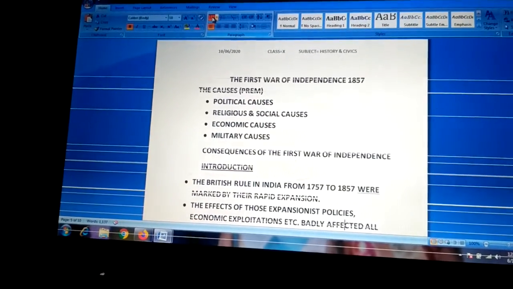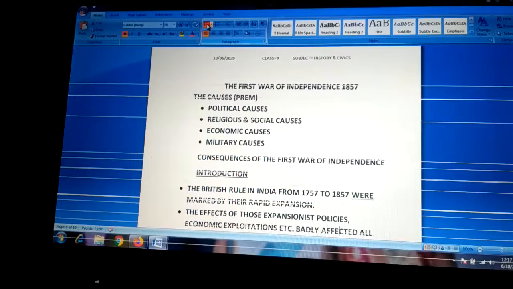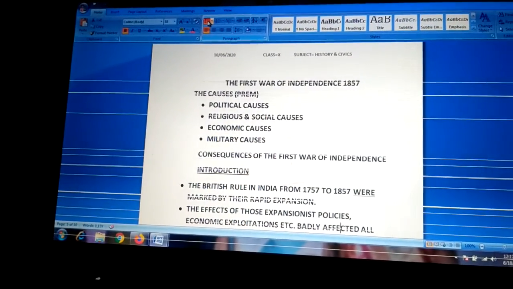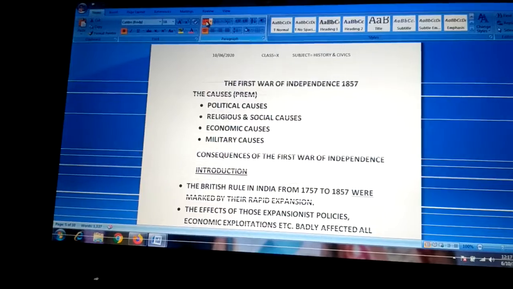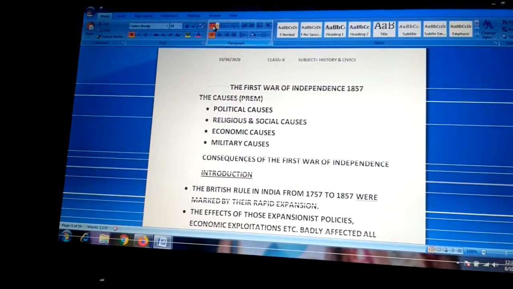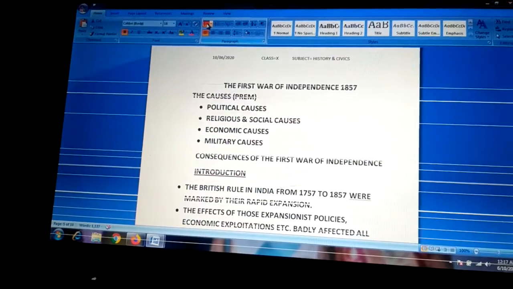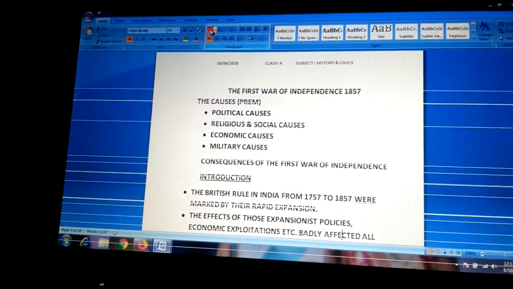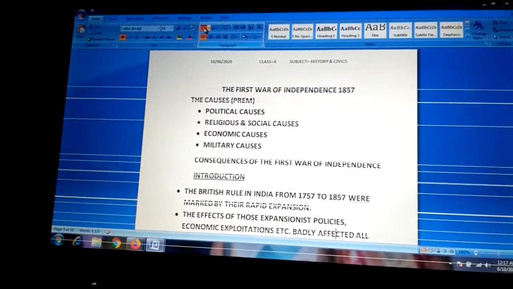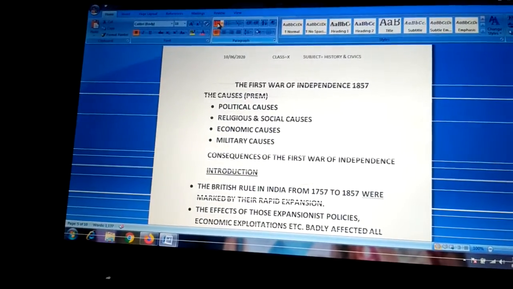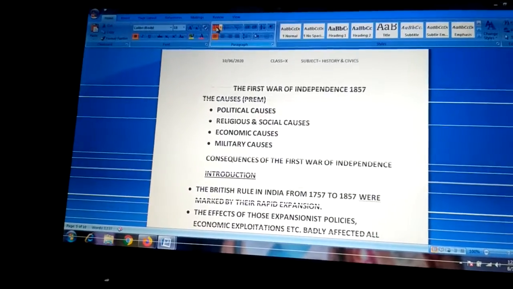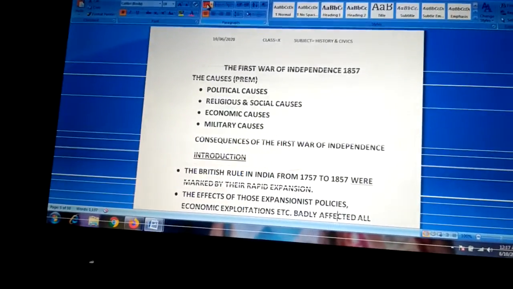From 1757 to 1857 is 100 years, and we got our freedom in 1947. So from 1857 to 1947, approximately 100 years, that means the British stayed in India. Okay.